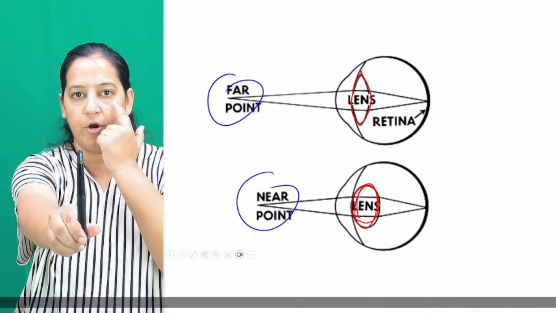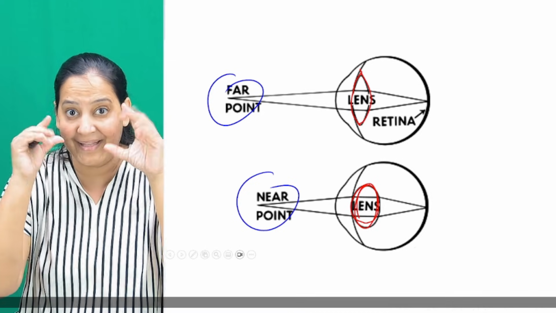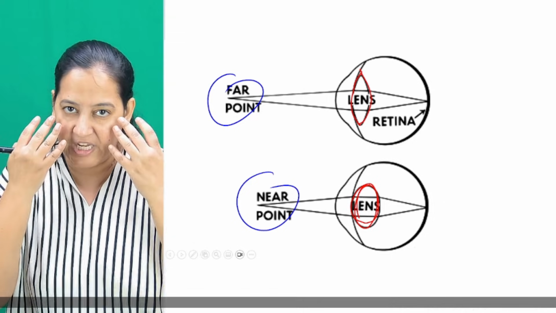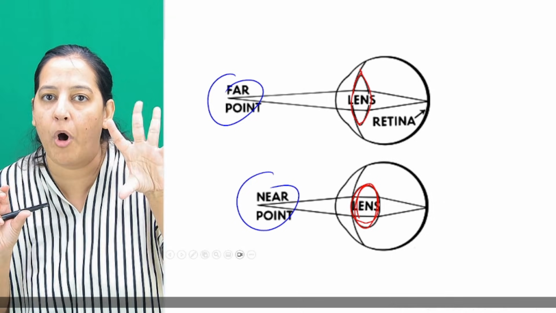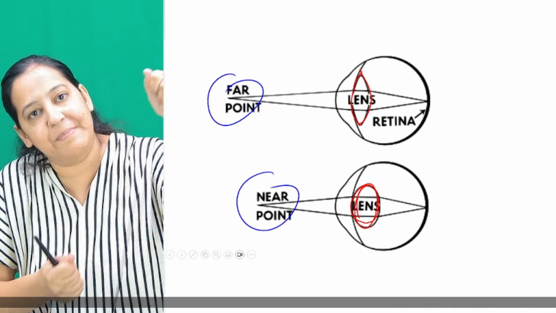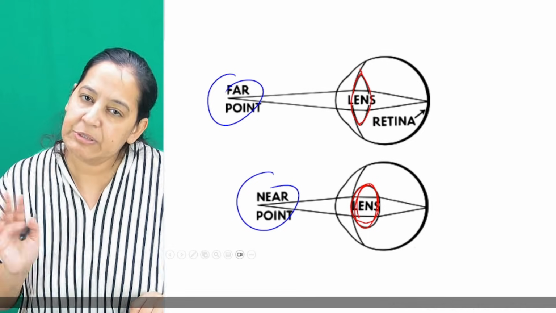Here also images form on my retina, because my lens can change its shape. It's a unique property given by God to our lens. Our lens is like an elastic ping pong ball. Have you seen a ping pong ball? It can be compressed and stretched. It's not rigid. It's like a ping pong ball. Got my point?